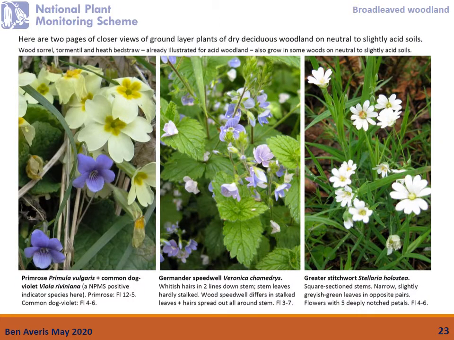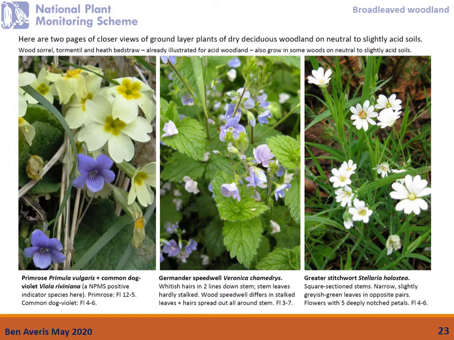Some nice looking herbs here that we can find on these same kind of soils. Primrose, pretty unmistakable plant, and common dog violets. If you find violets beneath birch or oak trees, or in places where you get bracken, probably going to be common dog violet. There are other kinds of violets, like early dog violets, but that's a southern species, and it grows on more basic soils beneath trees such as ash and elm.